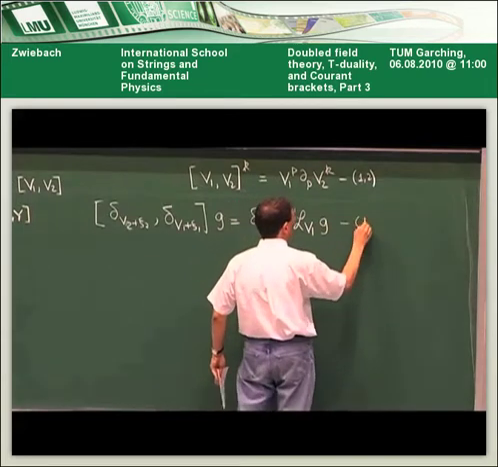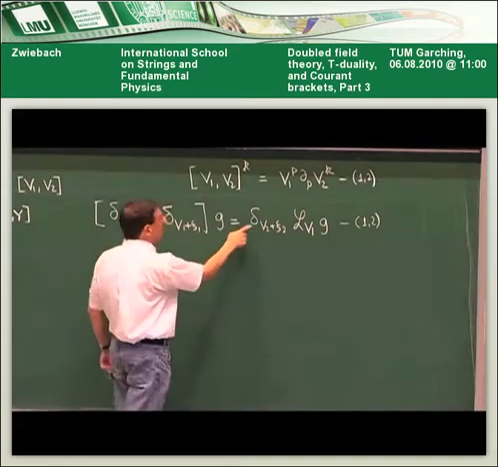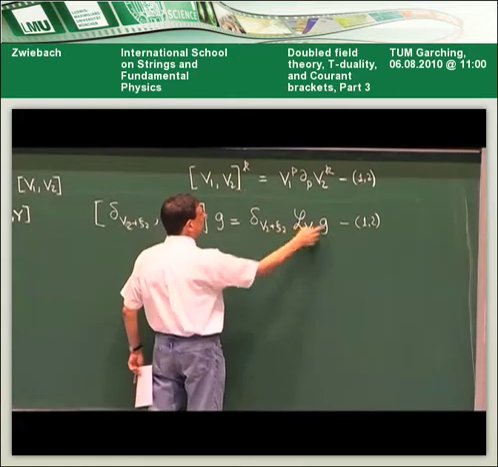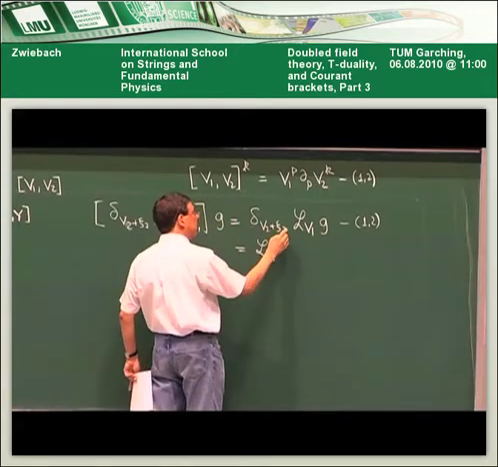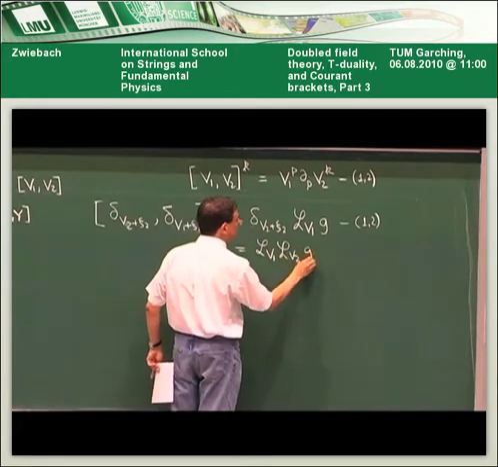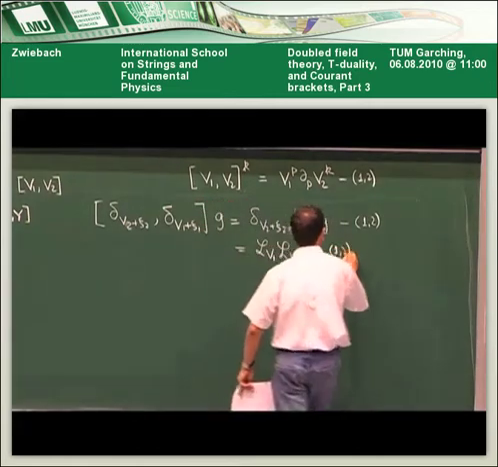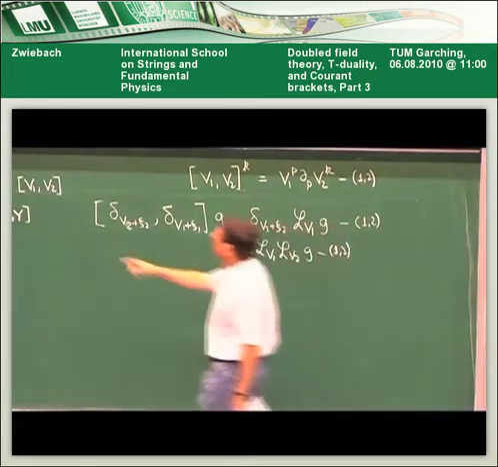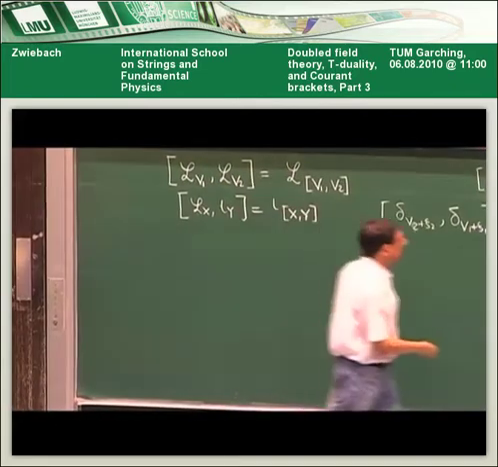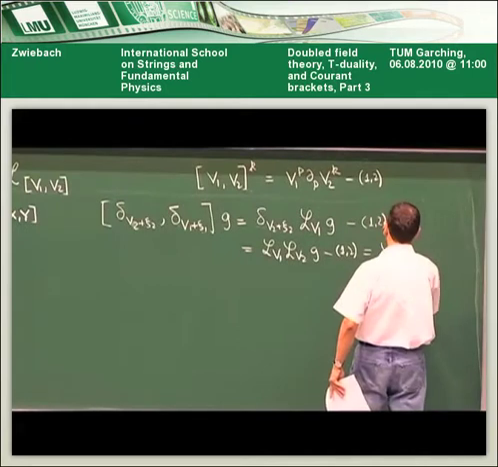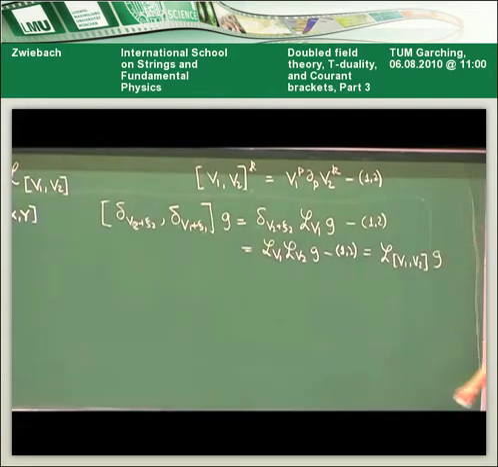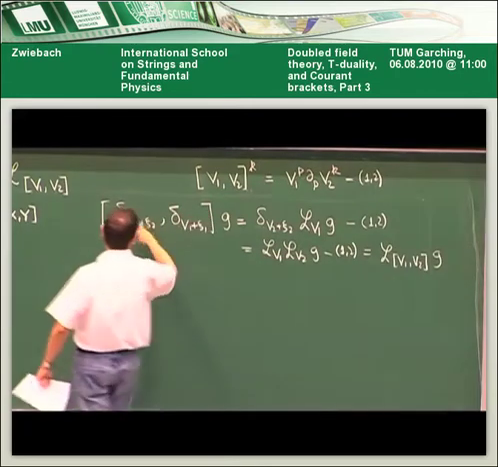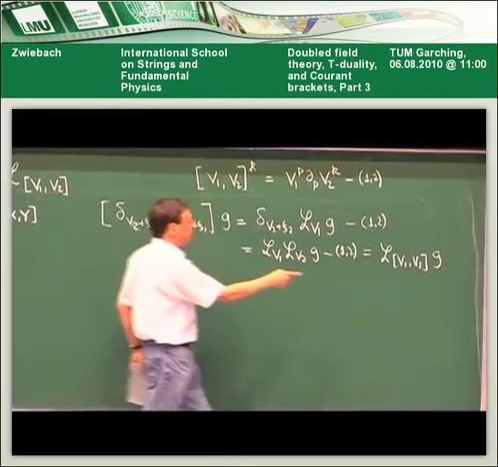And I have to do minus 1, 2. And now the second gauge transformation just acts on the field, so it goes in, and then you get an L_V1 and an L_V2 from here on g minus 1, 2. So we can use our identity that the commutator of two L_V's is another L_V. So this is all equal to L_[V1,V2] on g. And that's pretty nice. We would have imagined that somehow the commutator algebra involves the Lie bracket, and it's here.